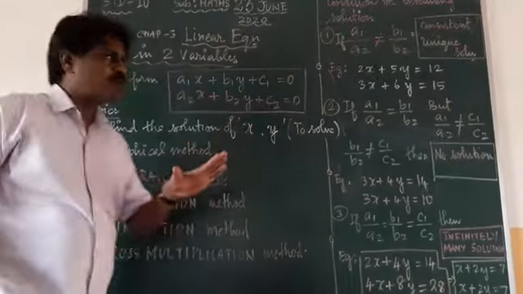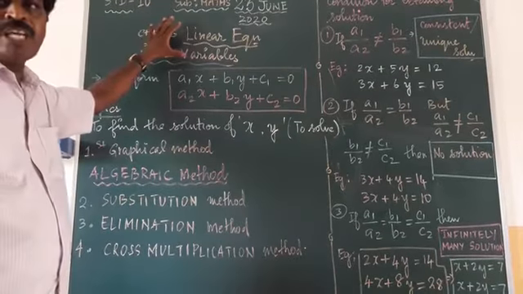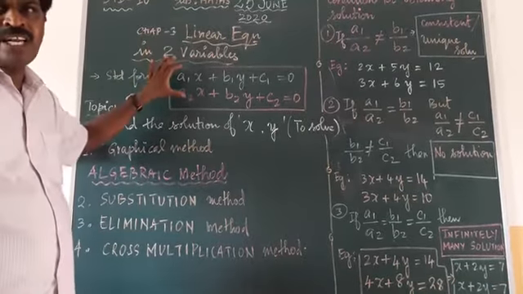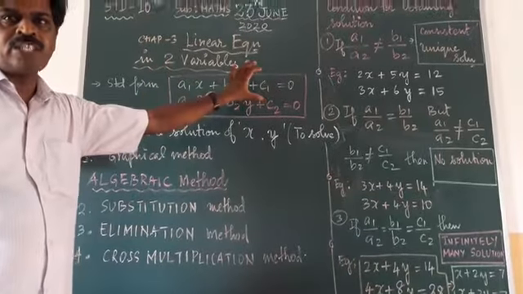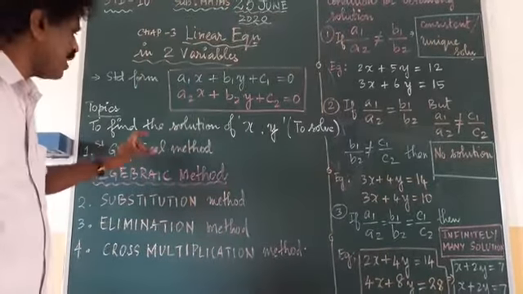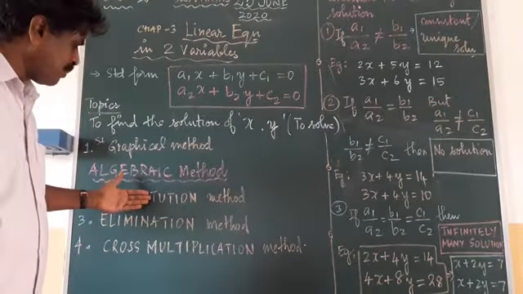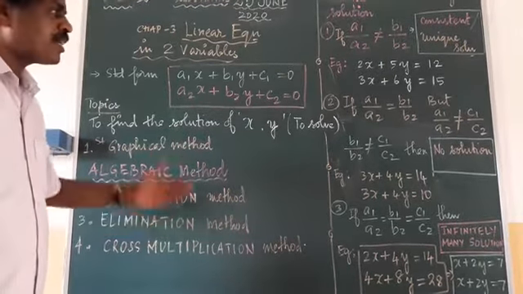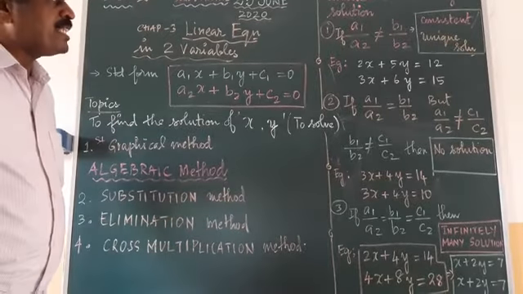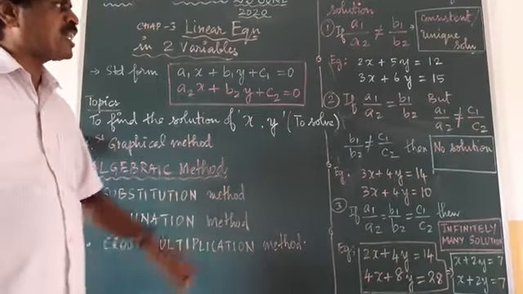Okay, what have we done today? What is a linear equation? Pair of linear equations? Standard form of linear equation? How to solve for x and y by graphical method? What are the algebraic methods? Substitution method? Elimination method? Cross multiplication method? Then what is the condition while seeing the equation?